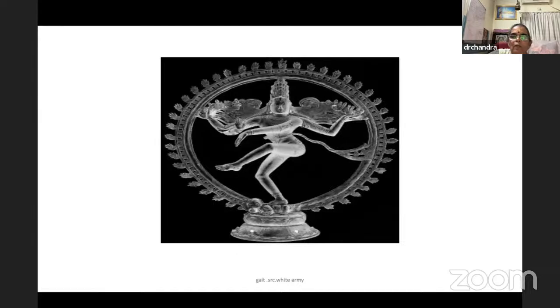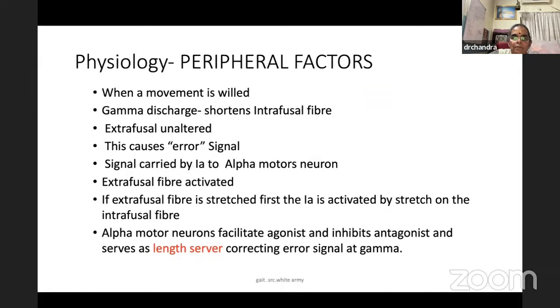So this is dancing Nataraja. So what is the physiology? So we have seen how evolution to old age happens.